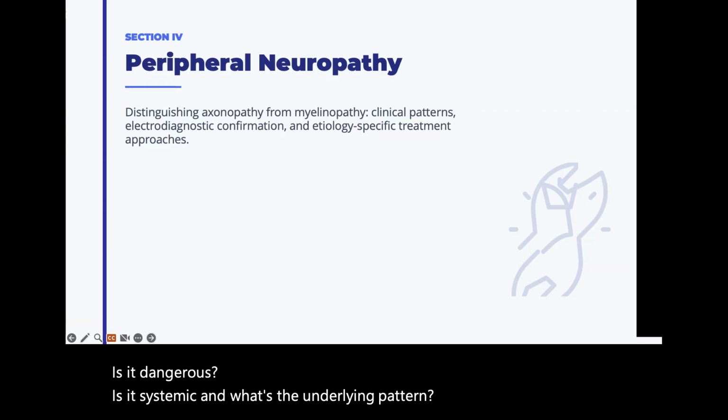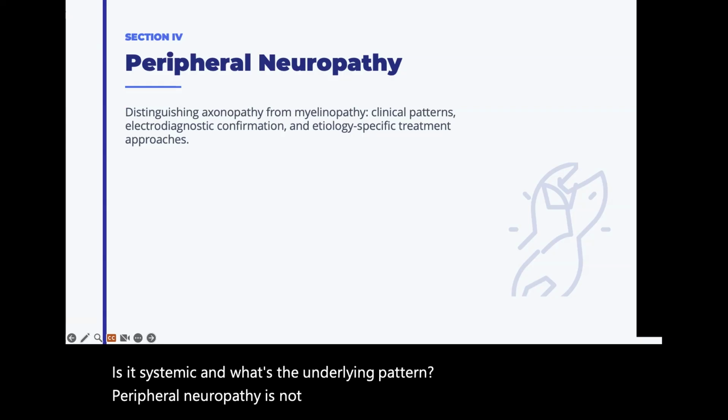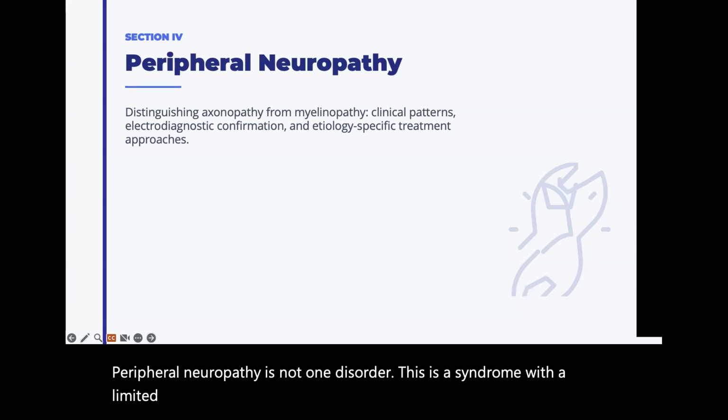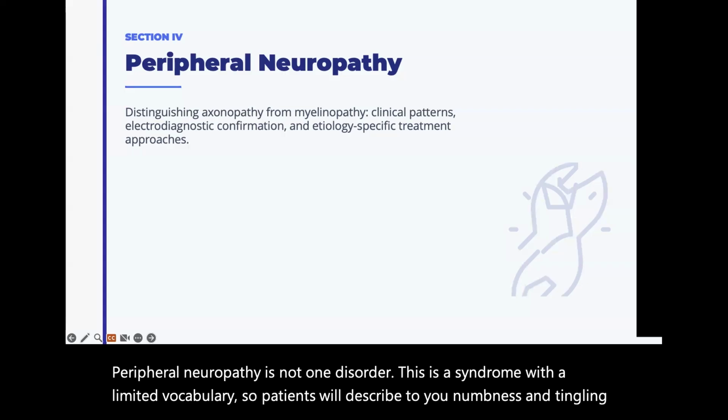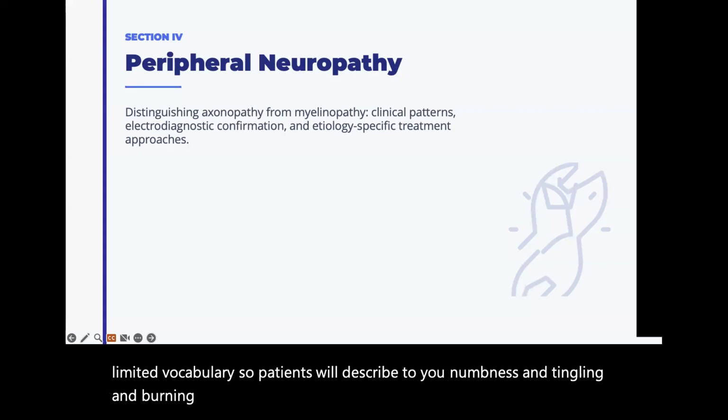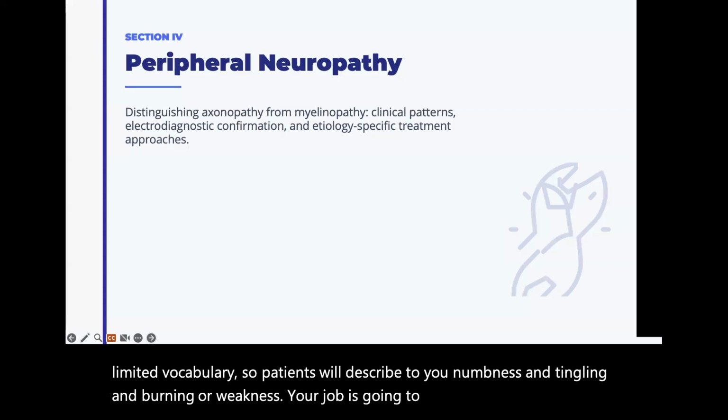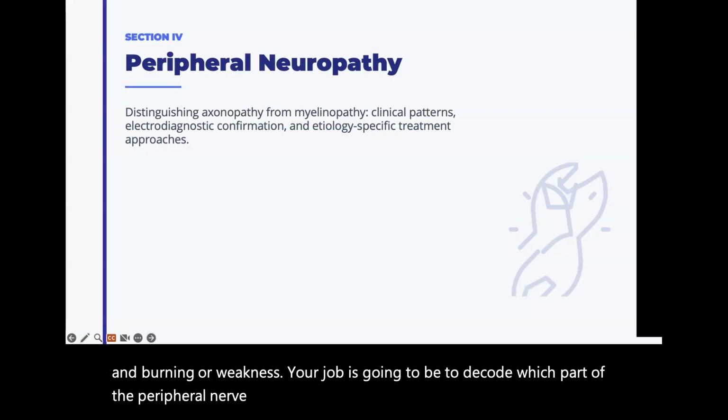Peripheral neuropathy is not one disorder. This is a syndrome with a limited vocabulary. So patients will describe to you numbness and tingling and burning or weakness. Your job is going to be to decode which part of the peripheral nerve is failing and why.